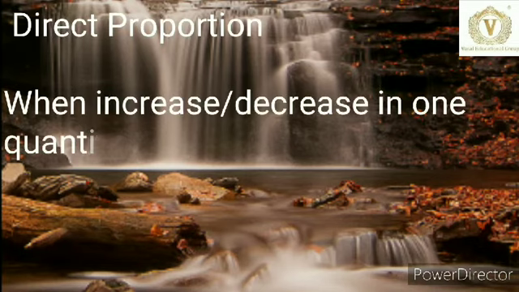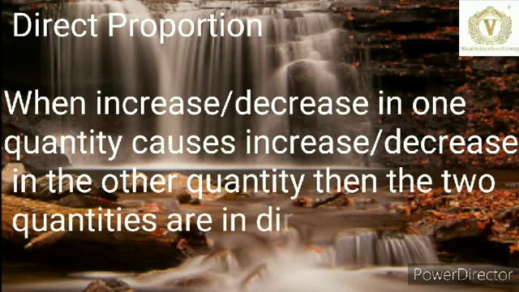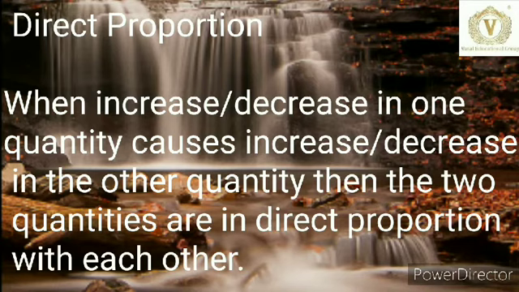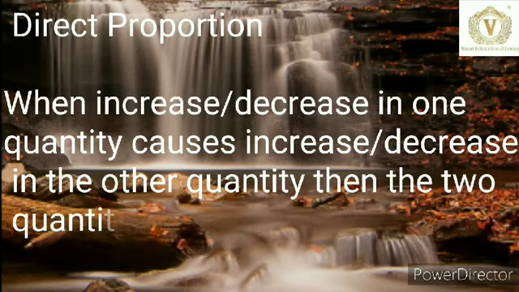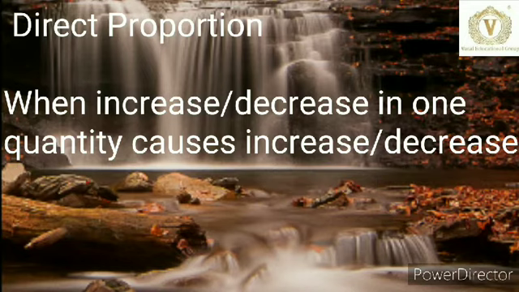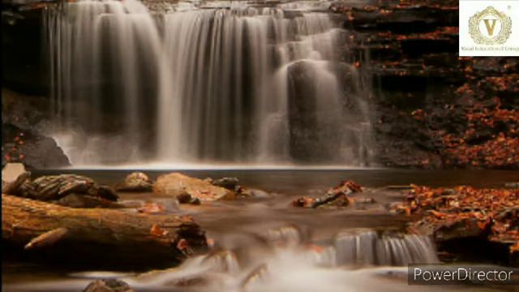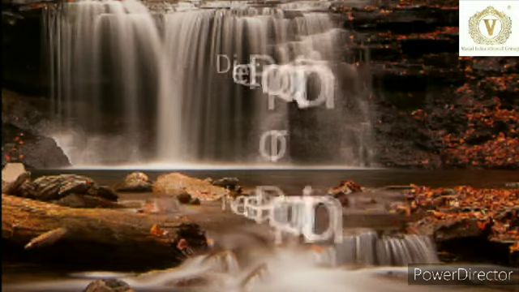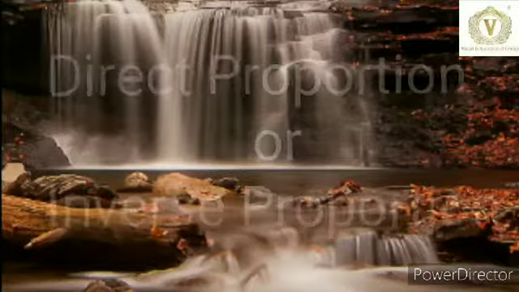And what was direct proportion? When an increase in one quantity causes an increase in the other quantity, then the two quantities are in direct proportion with each other. Okay, so if one quantity increases, the other also increases, that is direct proportion. And if one quantity increases, the other one decreases, that is inverse proportion. So you have to distinguish for each question between direct and inverse proportion.